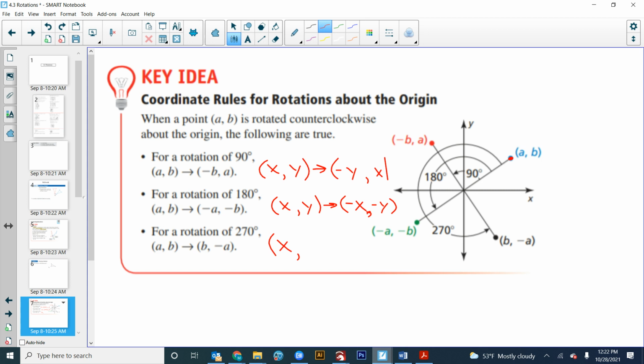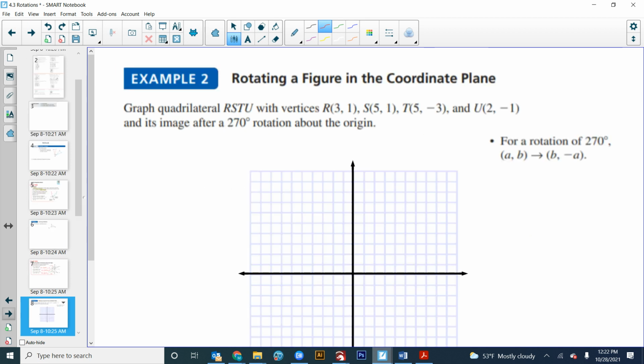All right. Last one is 270. 270 is all the way back to here. And the rule is y, comma, negative x. Why isn't there a rule for 360? Cool. Because there is no change. You'd be back to where you started, right? Yeah. No change if you rotate 360. All right, let's do some examples.